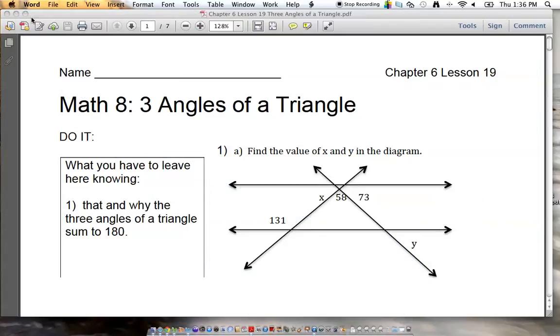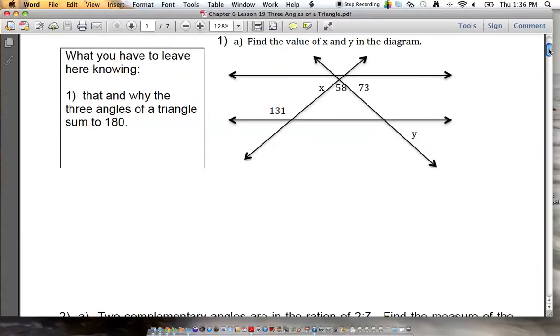Math 8, the 3 angles of a triangle. Step 1. The first thing we're going to do today is to realize why this works. Okay? Now, what do these 2 angles add up to? 180. So if this is 131, what's that guy? 49.